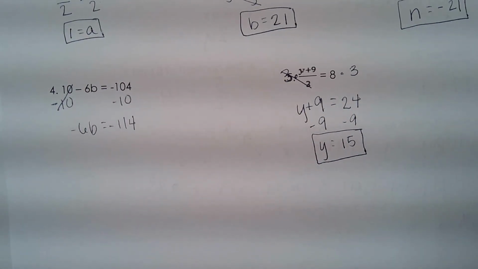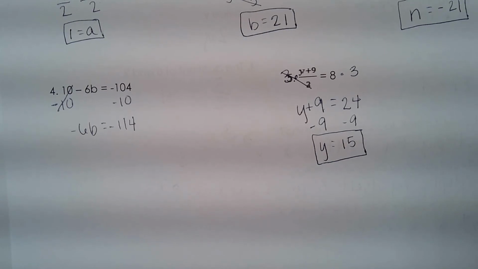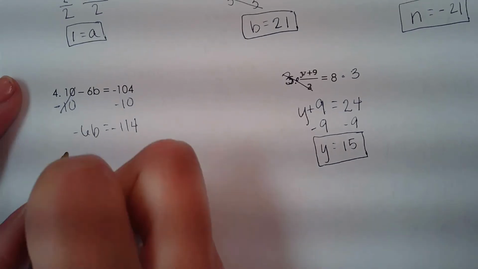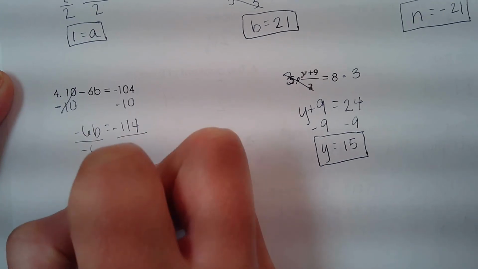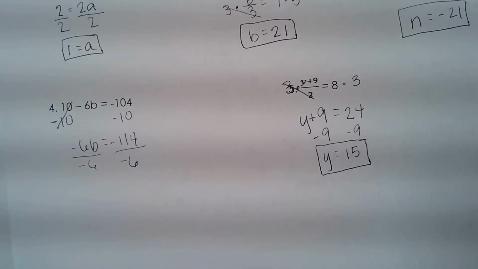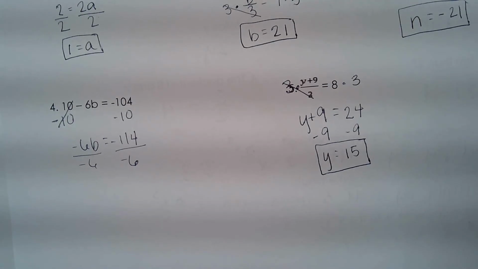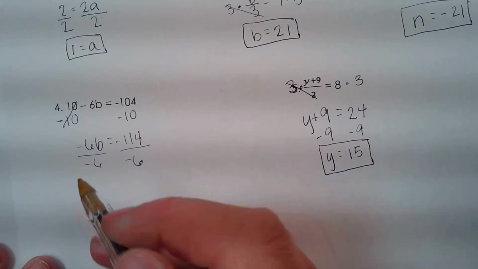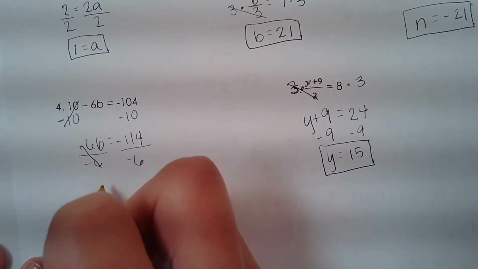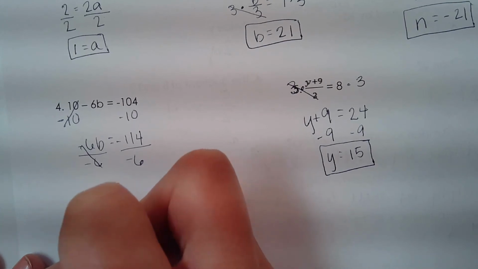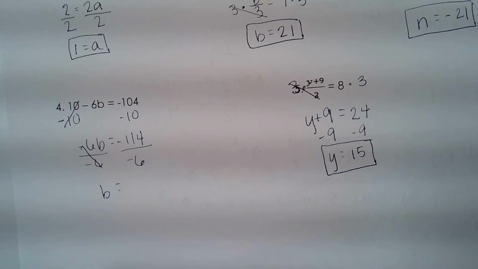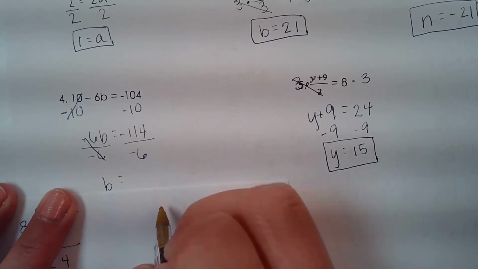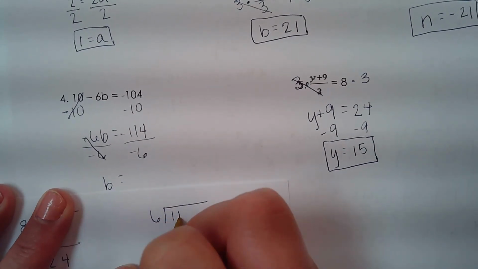Alrighty, so then from there, what do we do? Divide by -6 because we want to get that b by itself, and we're dividing because it's -6 times b right now. So is that something that we have memorized? 114 divided by 6? No, it's not. So negative divided by negative, what's our answer going to be? Positive. So we know that much, so we don't have to worry about that when we're doing our long division here.